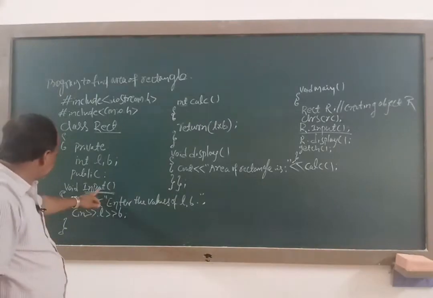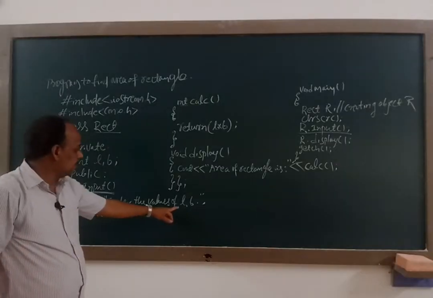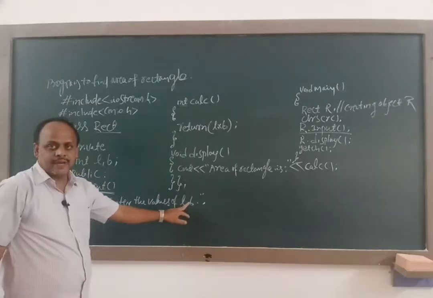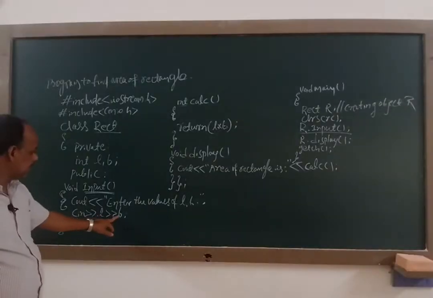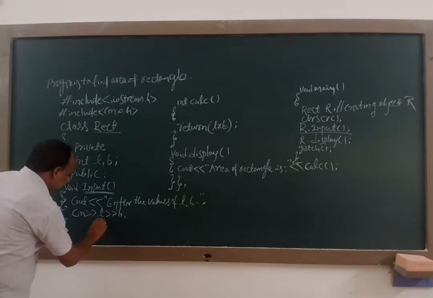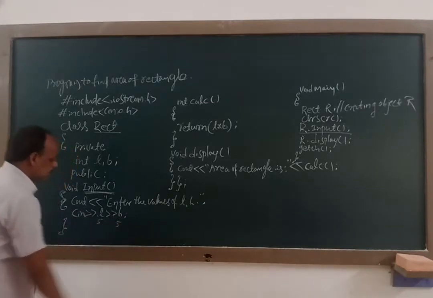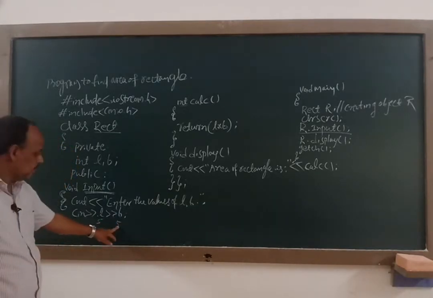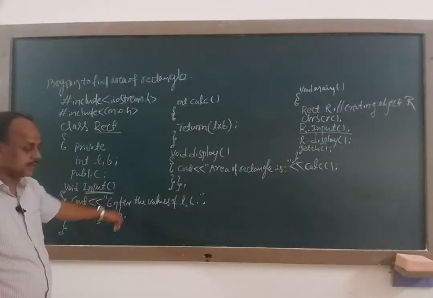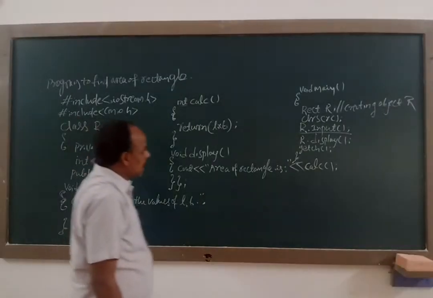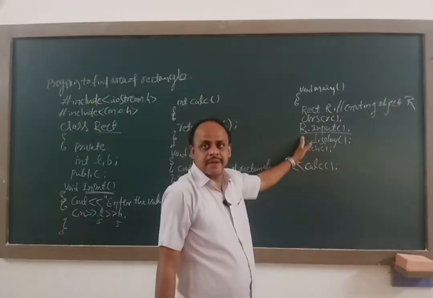Here what is going on? Enter the values of L comma B, values of length and breadth, and it is going to be stored in L comma B. Suppose L value is 5, B value is 5, means these inputs are going to be stored in L as well as B. Next, cursor comes back to the main function.